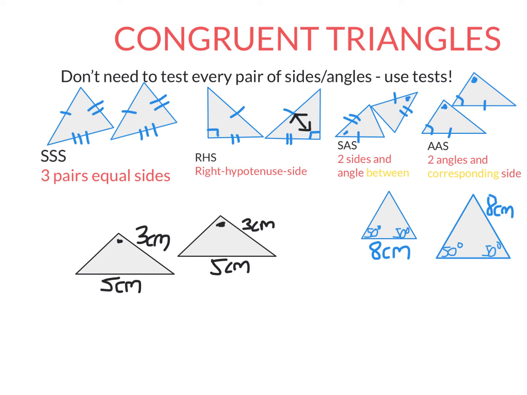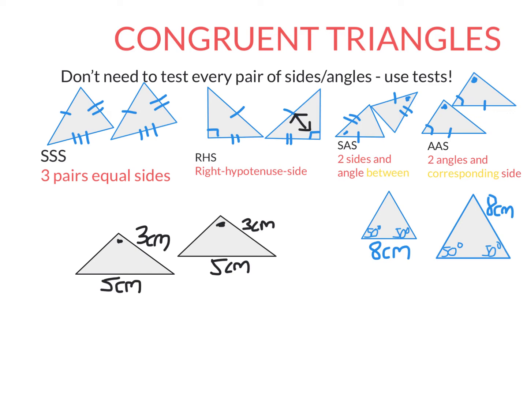So the last two tests here are unfortunately a bit complicated. SAS means side, angle, side, but it can't just be any sides and angles. If you have 1, 2 pairs of equal sides, you need the angle between those equal sides to be equal in order to use the SAS test. The AAS test means angle, angle, side: 2 pairs of equal angles, but it has to be the corresponding side that's equal, like the longest side in both triangles or the shortest side or whatever.